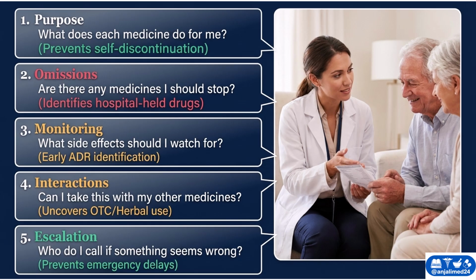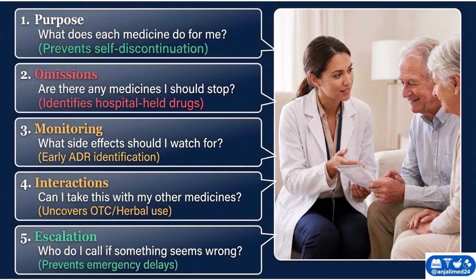Second, omissions. Patients must ask, are there any medicines I should stop? During hospitalization, certain chronic medications may be held due to surgery, renal impairment, or acute illness. If these drugs are not restarted, serious complications can occur after discharge. Next, this step helps identify the hospital held medications and prevent accidental discontinuation of essential therapies.